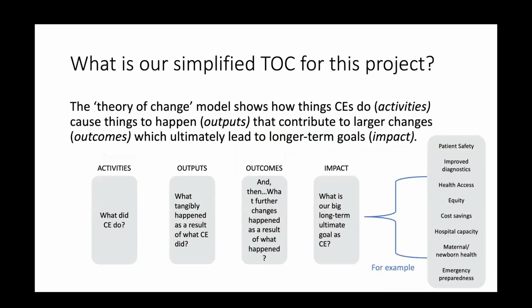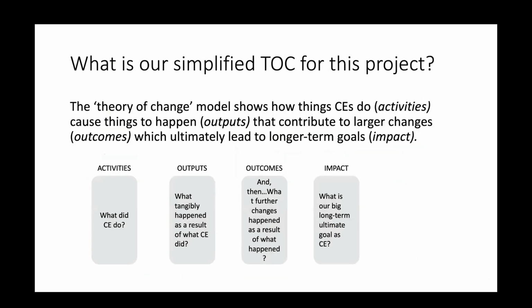And so, sorry, just to skip around because my slides are for some reason not in order. Here we go. So we decided to simplify the theory of change for this project to these 4 areas. And so what we're asking is how the things that clinical engineers do, or our activities, cause specific things to happen. So those are outputs that contribute to larger changes more broadly, which are outcomes, and ultimately lead to longer term goals, which is our impact.